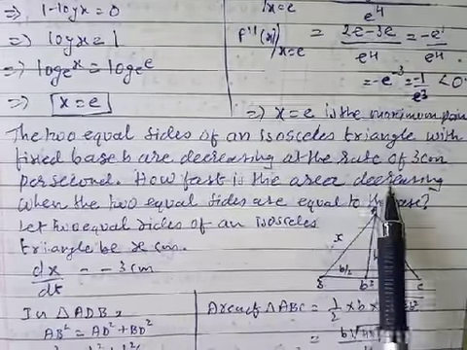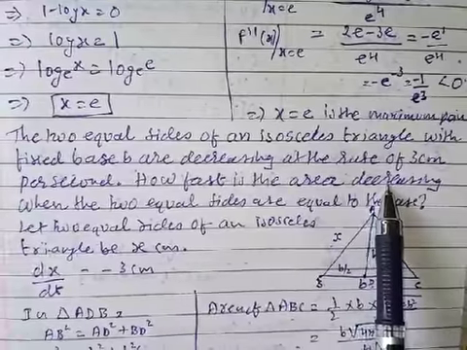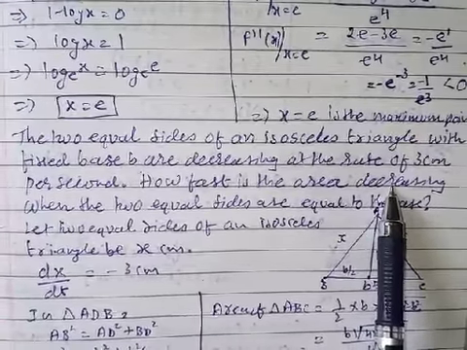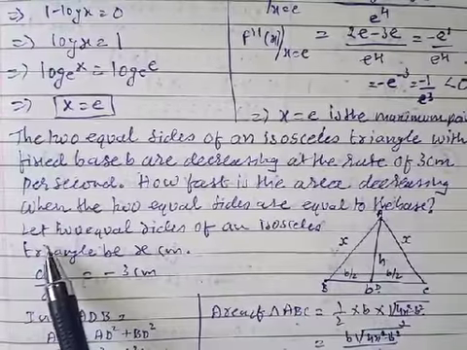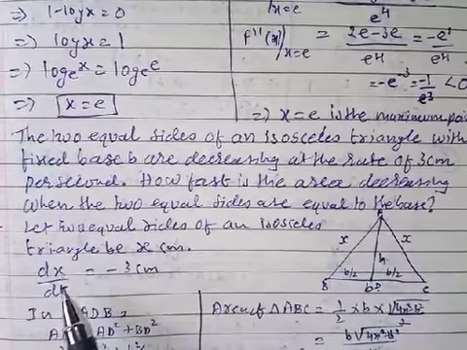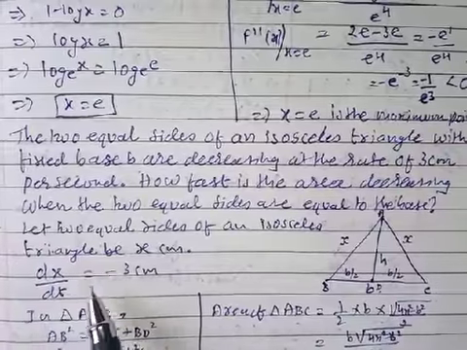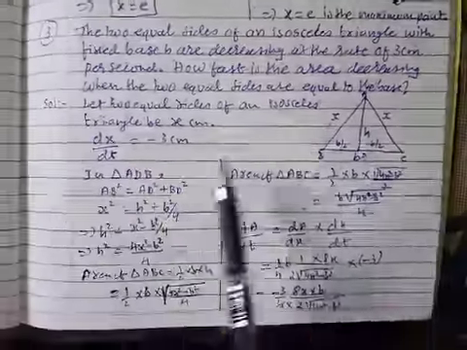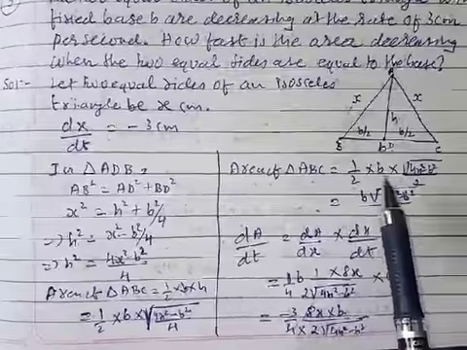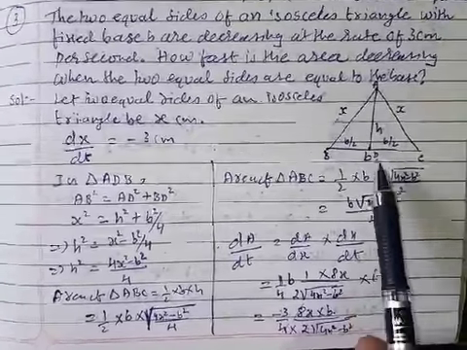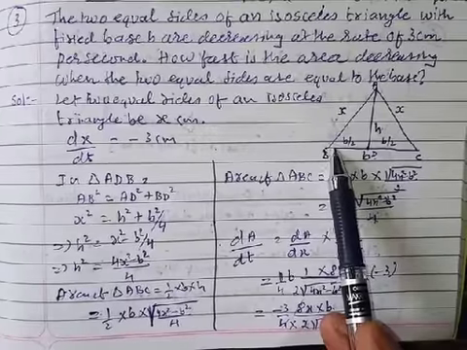So we have to find how fast the area is decreasing, so we have to find the area of the triangle. Base is given, sides are not given, nor is the height given. So let the two equal sides of the isosceles triangle be x. So dx by dt is equal to minus 3. It is given. Now in triangle ABD, AD, this is taken as DB. It is a right angle triangle.